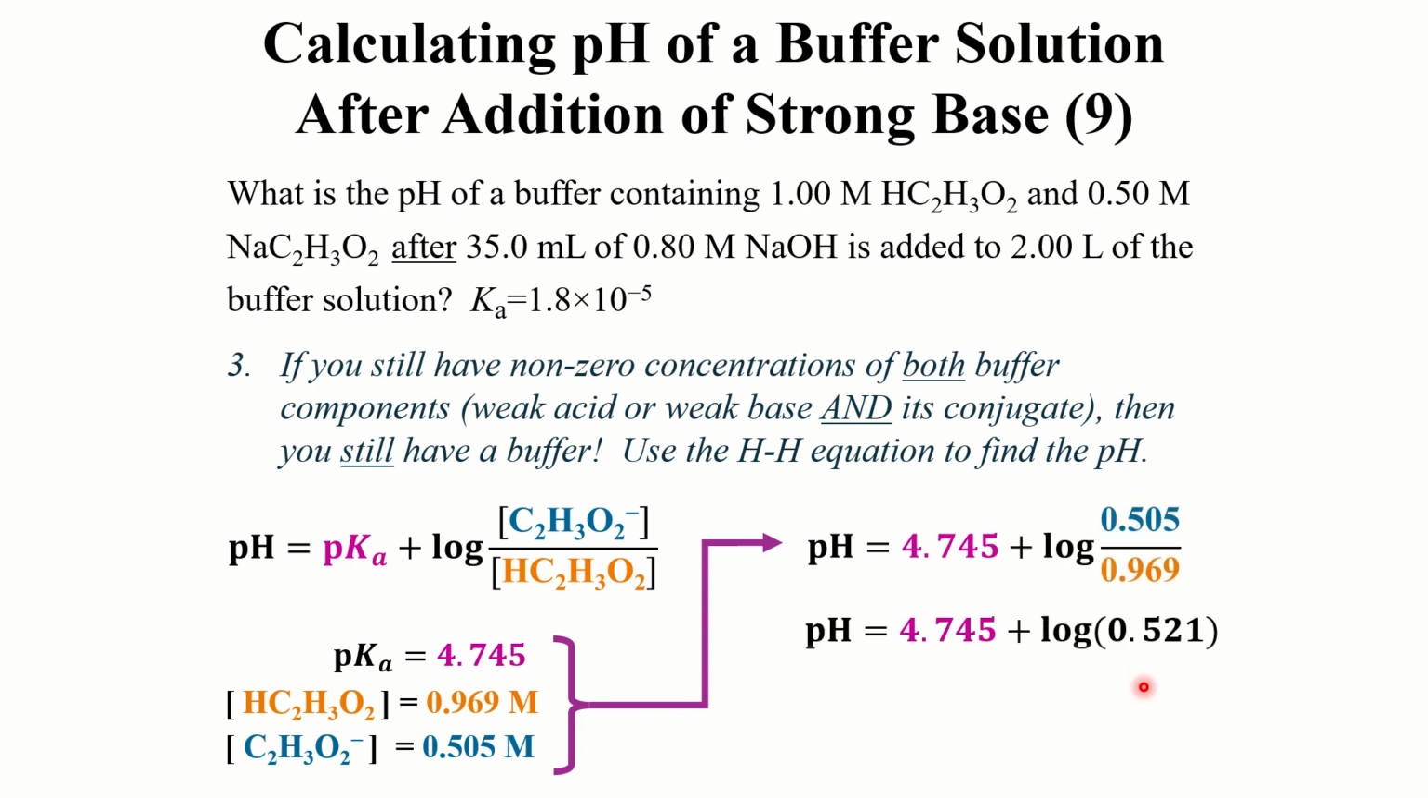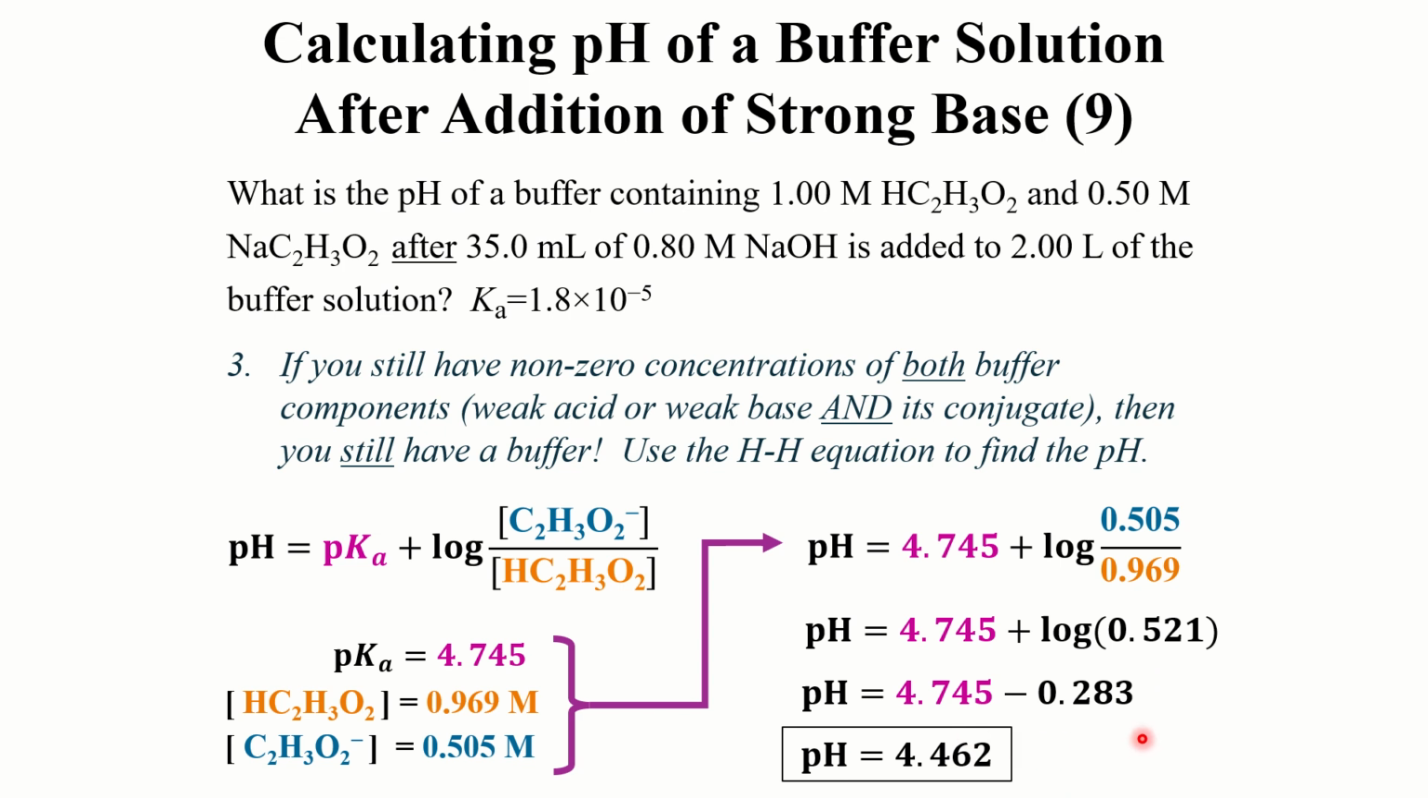This gives a pH of 4.462. And so this would be the final answer. The pH is now 4.462. I do also want to note that the original pH of the buffer was 4.444. So the pH went up slightly, but the buffer was successful in resisting the pH change, or at least a significant pH change.